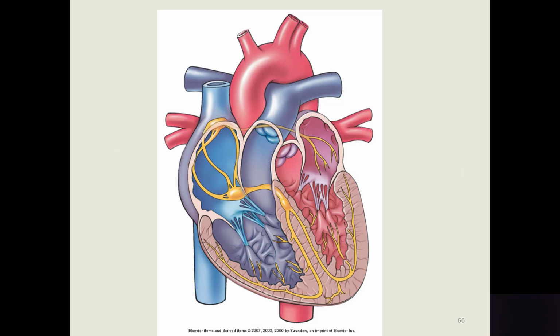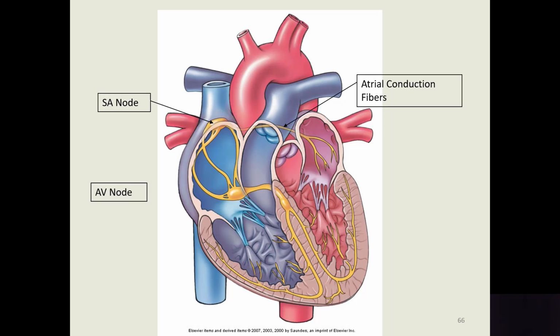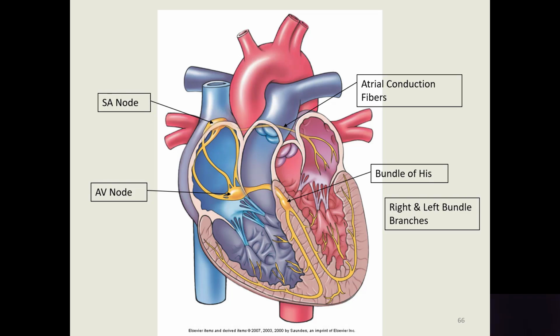So here's a picture of the whole system. The SA node, the atrial conduction fibers, the AV node where the impulse is slowed down, the bundle of His, the right and left bundle branches, the Purkinje fibers, and then the Purkinje fibers go into each ventricle. Once those Purkinje fibers depolarize, the ventricles will contract and squeeze and push the blood out into the lungs or out into the body.